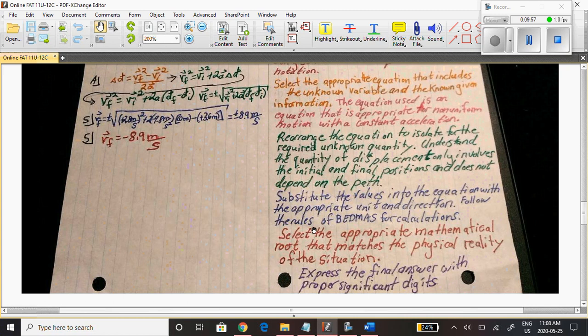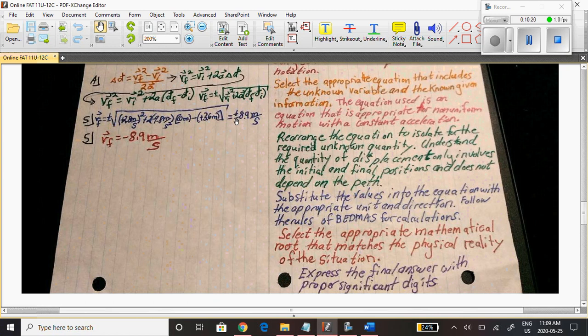Follow the rules of BEDMAS for calculation. I'm telling the person who's going to be marking this, me, look, I know the order of how to do this. I'm following that. Then it says in here, select the appropriate mathematical root that matches the physical reality of the situation. When you solve a root, it's plus or minus.